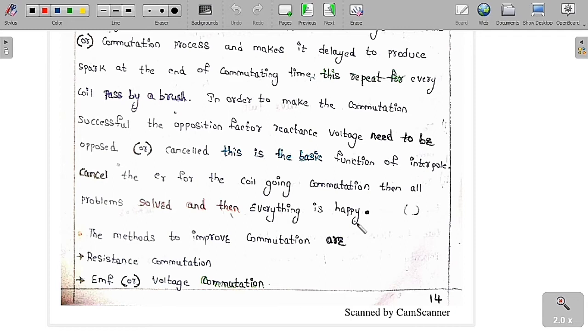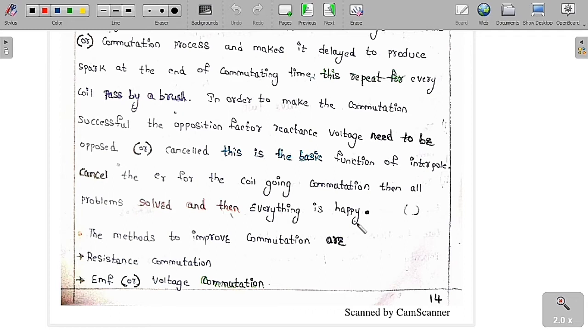So basically, commutation failure happens because when there is a change in current, the coil has inductance. So a reactance voltage is going to be induced, and therefore it will oppose the commutation. So a commutation failure will happen, and the current will never completely change its direction. Because of this commutation failure, a spark is going to occur. So therefore, we have to remove this ER. With the help of the interpole, we are going to remove this ER.